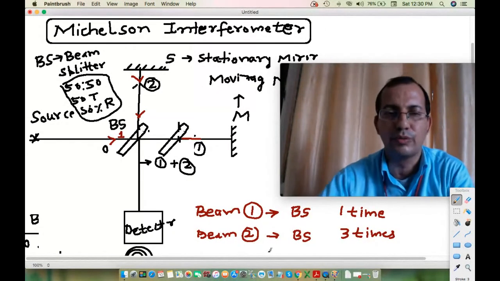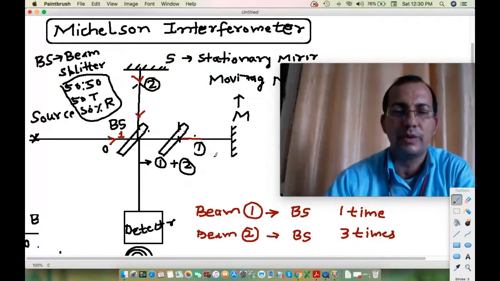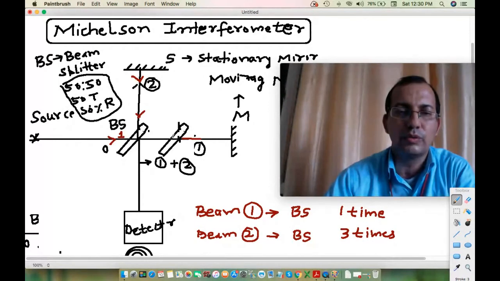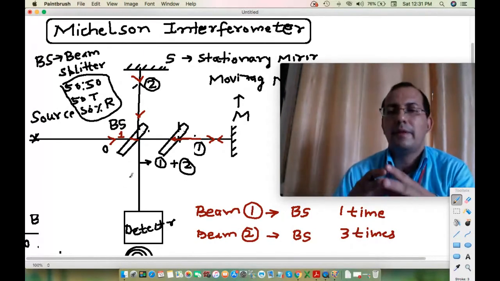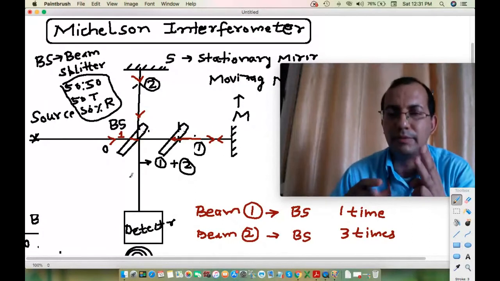So if you introduce this second one, then let's again count beam number one. This is beam number one. It goes through this beam splitter, and then it goes through this one. Here it crossed once. In the second case, it crossed, it's two. Then it is reflected back, again reflected back, and then it crosses thrice. So now beam number one is also traversing the beam splitter three times.